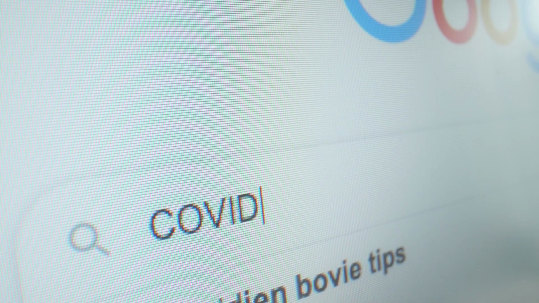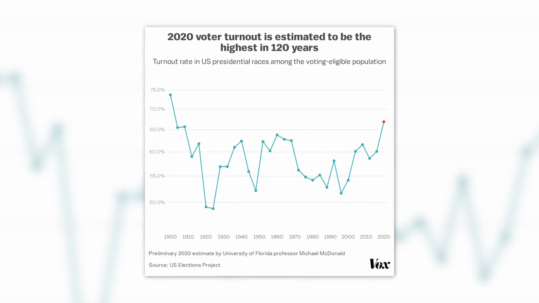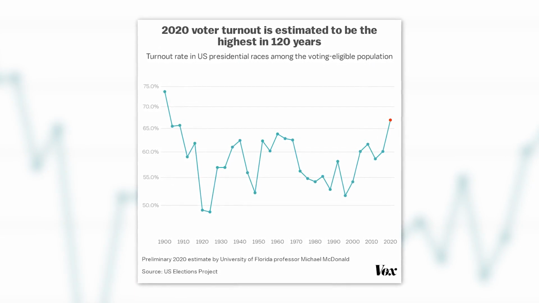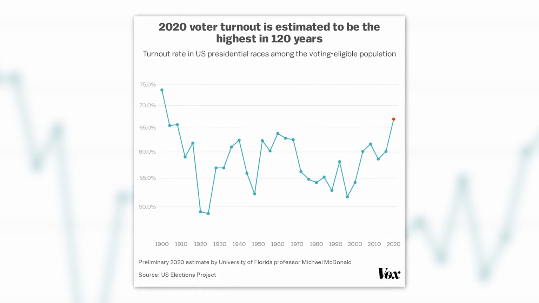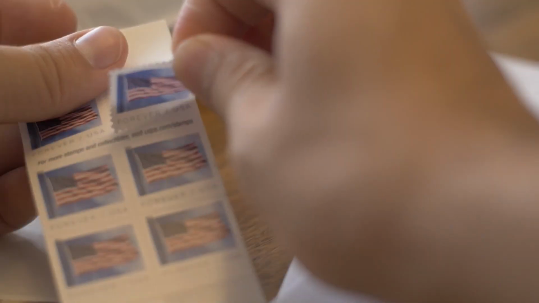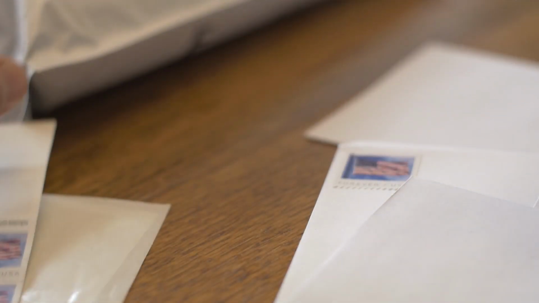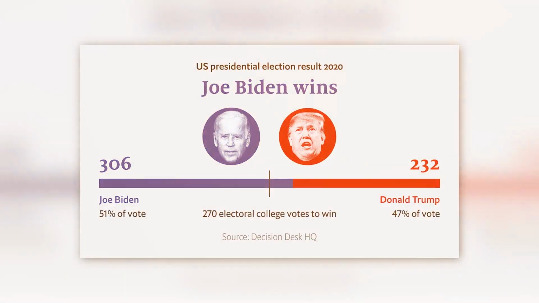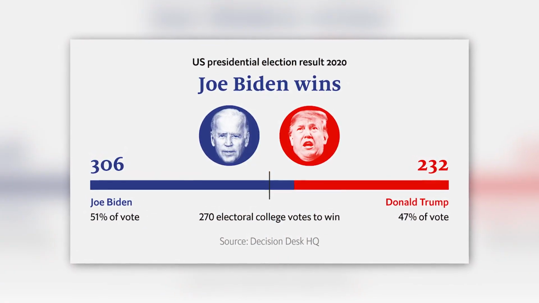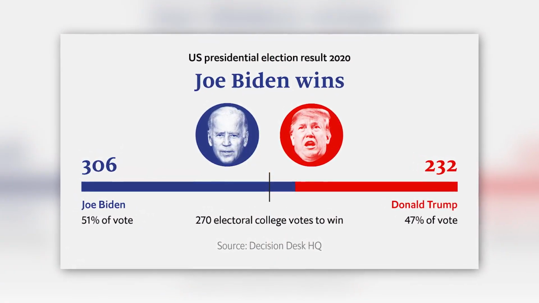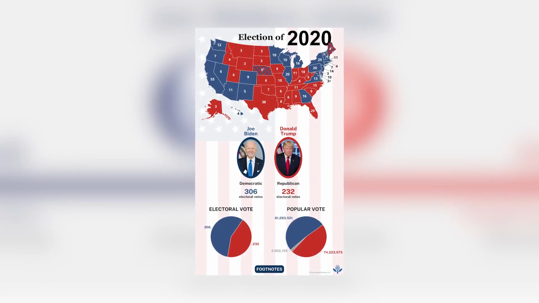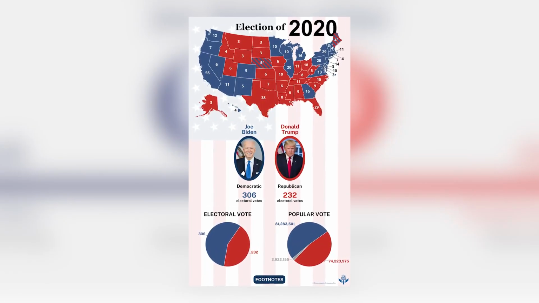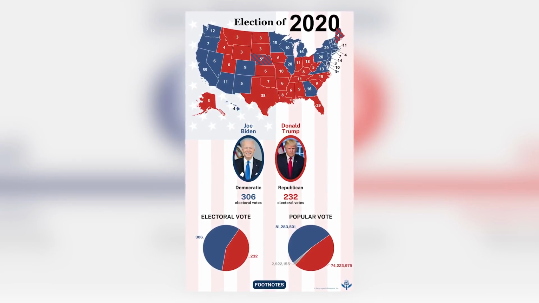Amid the COVID-19 pandemic, Americans voted in record numbers, achieving the highest voter turnout in over a century at 66.8% of eligible voters. A significant increase in mail-in voting marked this election as voters sought safe ways to participate. Joe Biden emerged victorious with 306 electoral votes to Trump's 232, winning both the Electoral College and the popular vote with 51.3% compared to Trump's 46.8%.